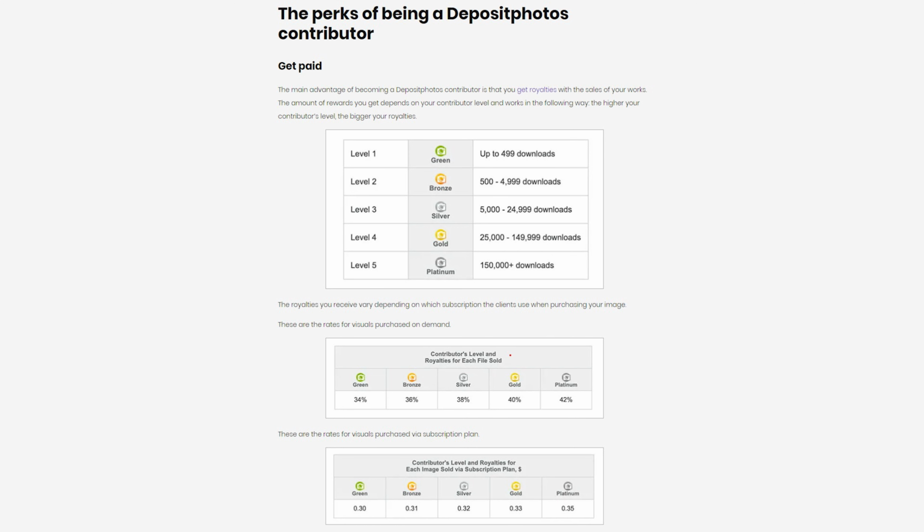Depositphotos has a very good interface as well, that is very easy to use. Its payments are tier based and they depend on how many downloads you have. To move to the next tier, you need at least 500 downloads. But remember, subscription downloads only counts as 1/3 of an actual download, so you actually need 1500 downloads to reach the next tier if you have only subscription downloads, which is quite a lot. Payments are ranging from 34% to 42% for demand photos and from 30 cents to 35 cents for subscriptions.